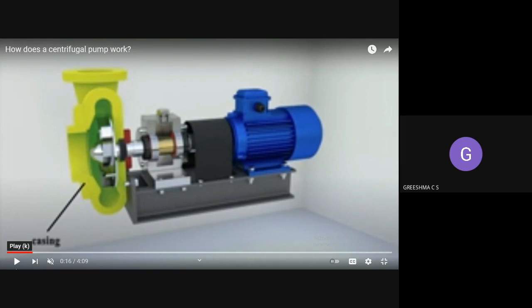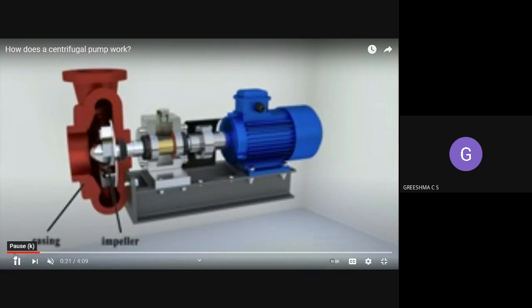Okay, so when this external torque is acting on this mass of liquid, the pressure of the water will be rising. Because of this pressure, the water will pass through the delivery pipe. As you are seeing, this is a delivery pipe.